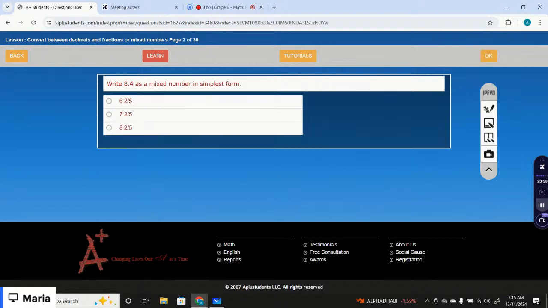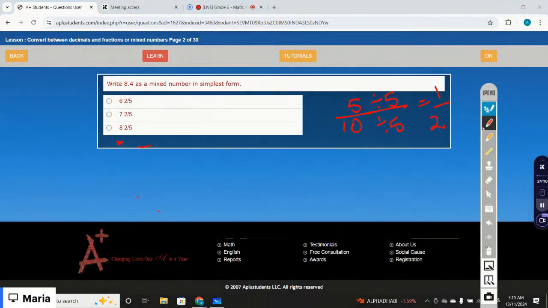Okay, the next one is write 8.4 as a mixed number in simplest form. So you need to write it as a mixed number, right? So first thing is remove the decimal point. So that would be 8 whole, because 4 is at the 10th position. So it is 8 whole 4 over 10, right? Now you need to write in simplest form. So divide the fractional part by the common divisor. So it would be divided by 2. That is 8 whole 2 over 5. The correct option is option number 3.